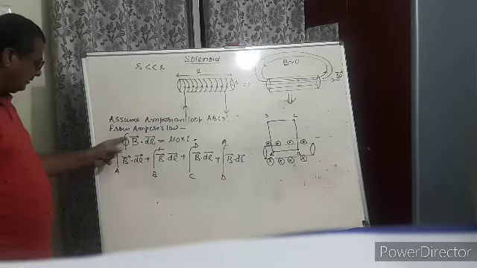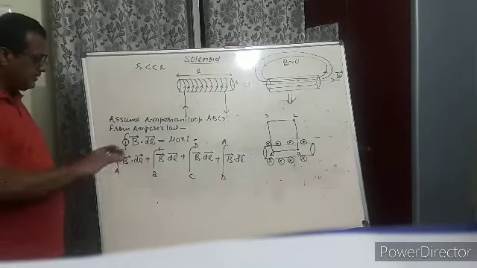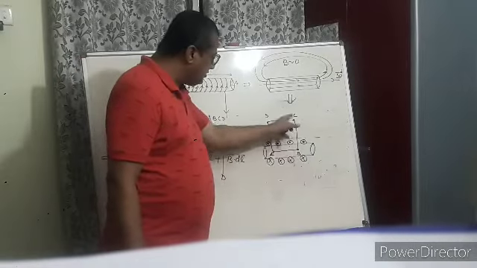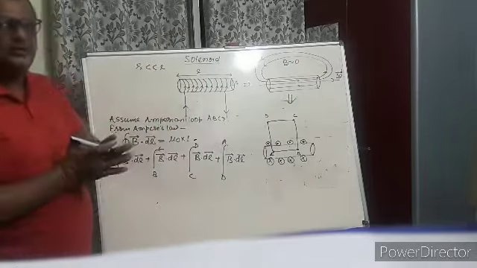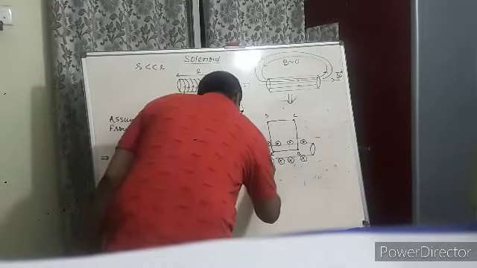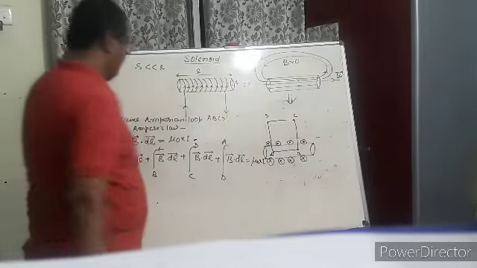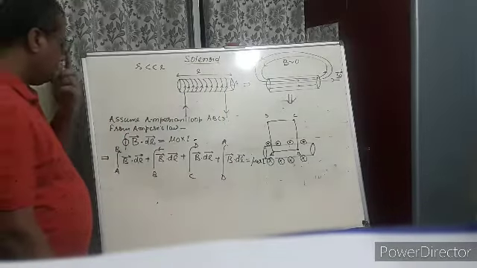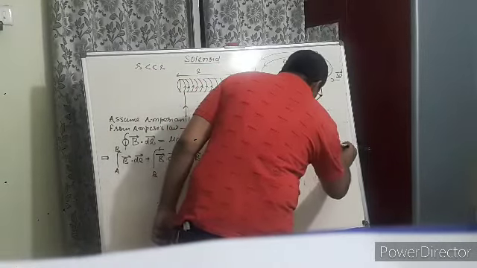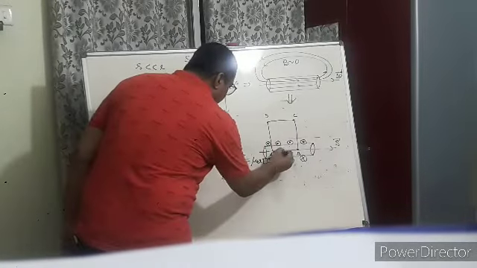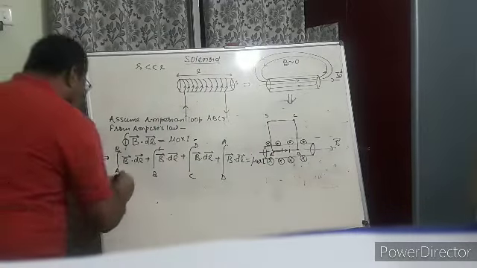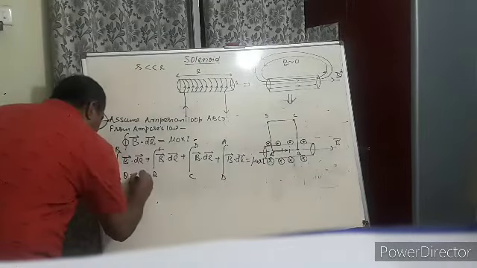because we have taken a closed loop. We have just taken A to B, B to C, C to D, D to A, so obviously it will be closed. Now this will be equal to mu naught into I. Now here, this is the direction of magnetic field. If you are taking dl from A to B, theta will be equal to 0.